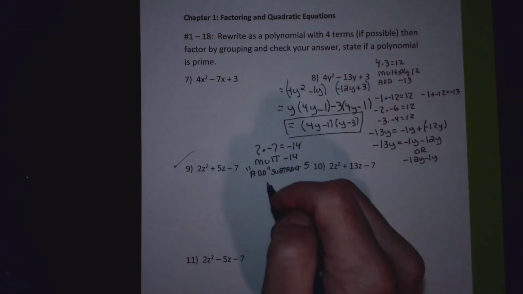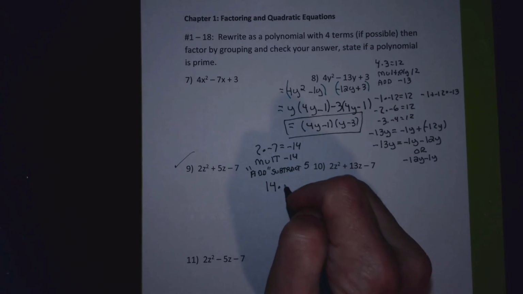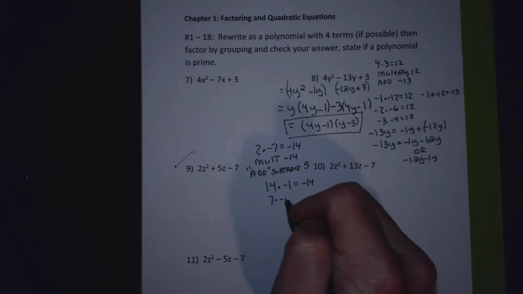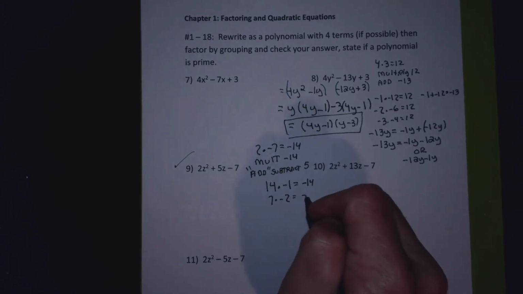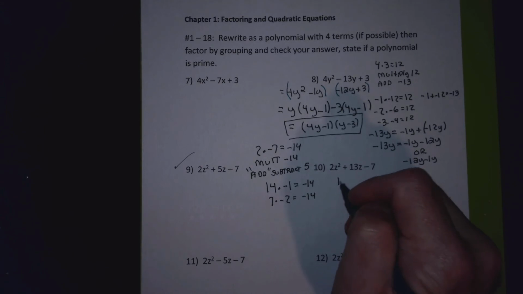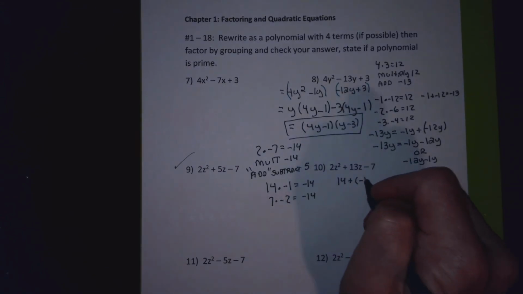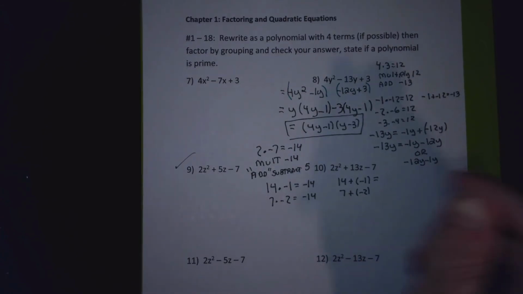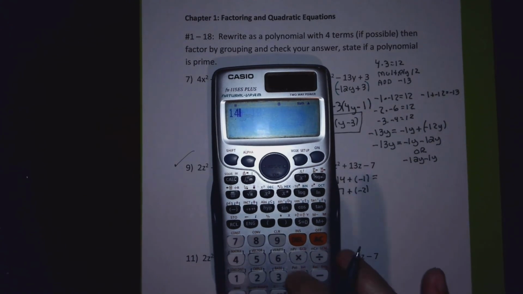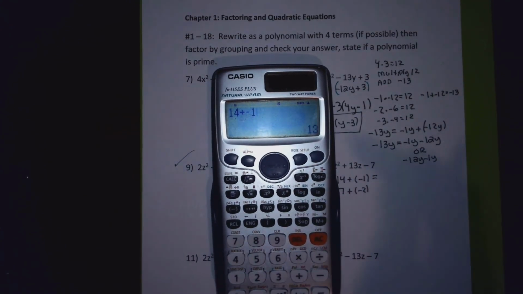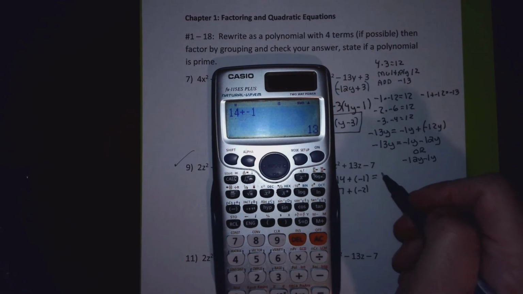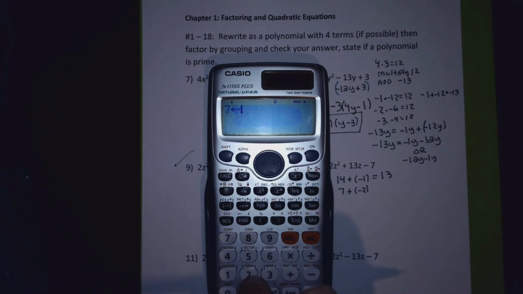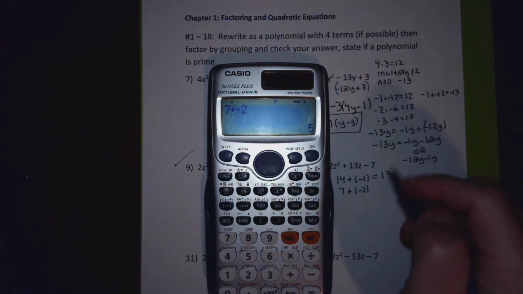So my choices here, big number plus, small number minus, would be 14 and minus 1, because those multiply to minus 14. 7 and minus 2, those multiply to minus 14. And I'm looking for the pair, technically it's adding, but realistically it's subtracting. And so if I did 14 plus negative 1, I'm going to get 13, because adding a negative is the same as subtracting. And 7 plus negative 2, that's the same as 7 minus 2, which is 5.